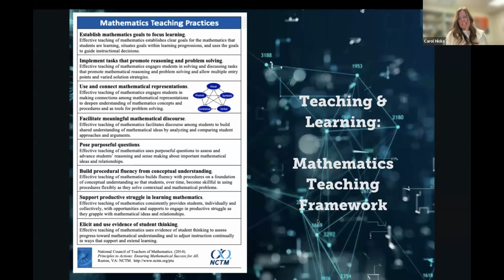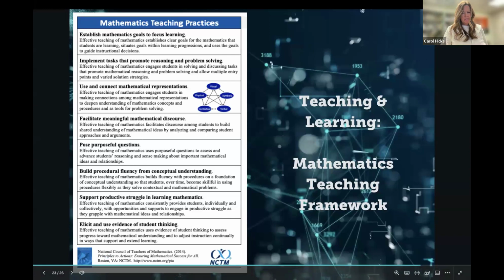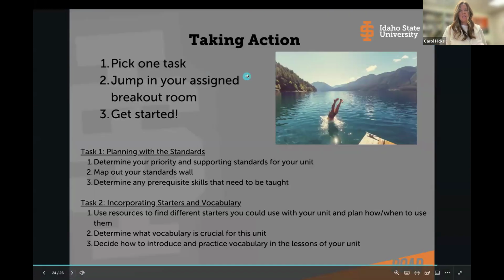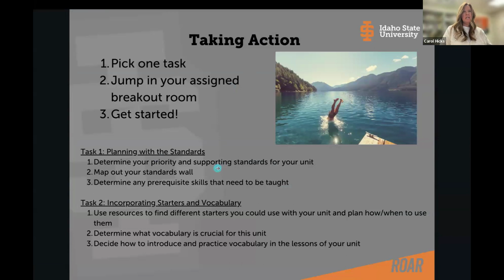Okay, are we good? Did I give you all enough time to look at those? So tonight, I'm going to move to our next slide. As we go on to taking action, there's a couple of different options that you will have today.